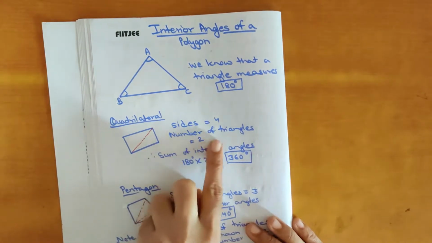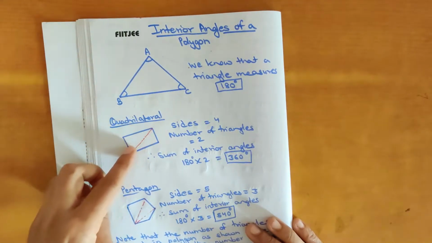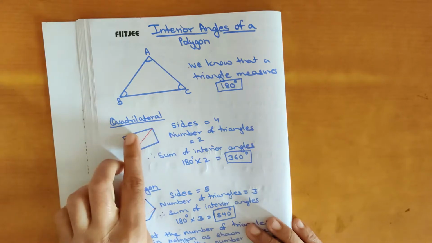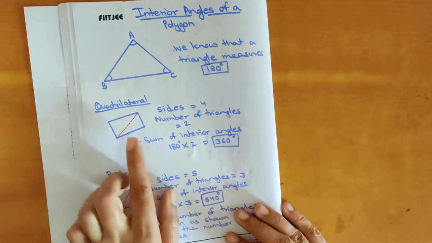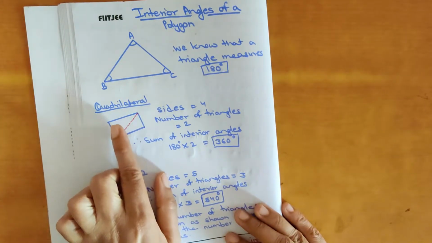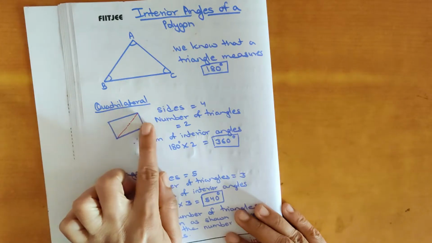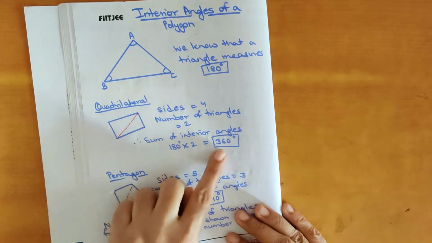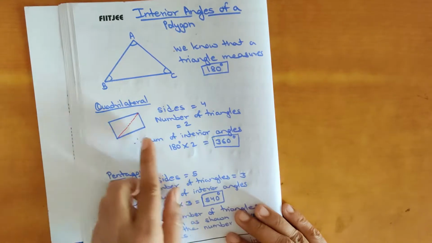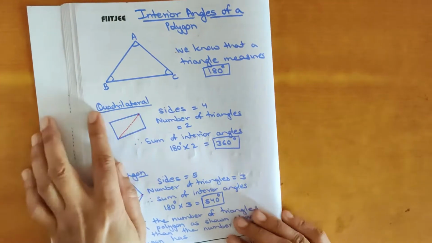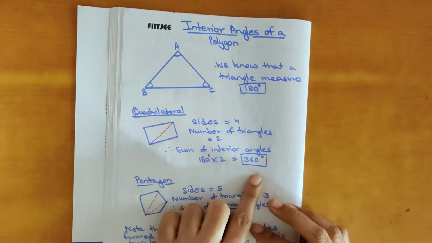It has four sides. Now, the number of triangles: when I draw a diagonal, we get two triangles. So if you see, one triangle measures 180 degrees, so 180 times 2, we will get 360 degrees. So we now know that a quadrilateral measures 360 degrees.